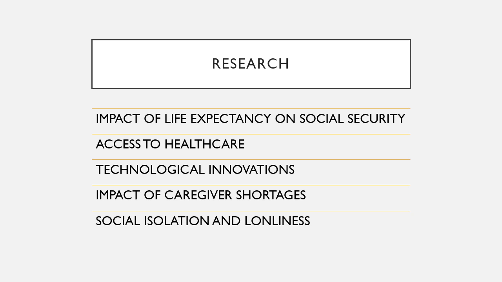Lastly, social isolation and loneliness among older adults. Social isolation and loneliness are important concerns for older adults and can have negative impacts on physical and mental health, as seen with the COVID-19 pandemic, for example. Future research could explore options to address social isolation and promote social connectedness among older adults. For example, senior center social programs.